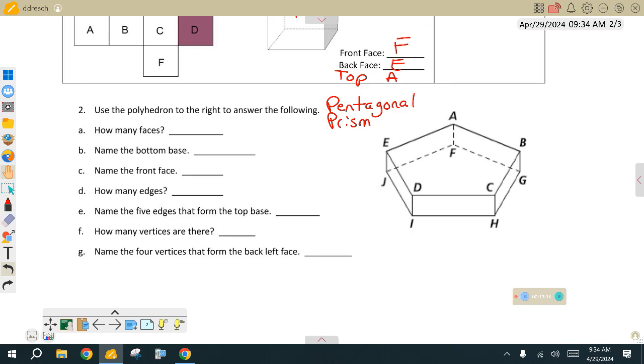Take a minute here. I'd like you to do the same idea. Go through and answer as many as you can, A through G. I know it's a top-down perspective a little bit, but imagine as best you can it looking like that, okay? So I'll give you a minute here.